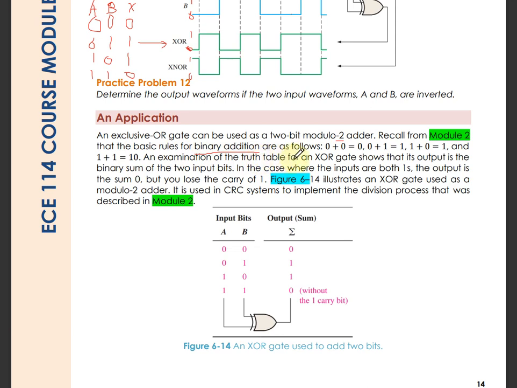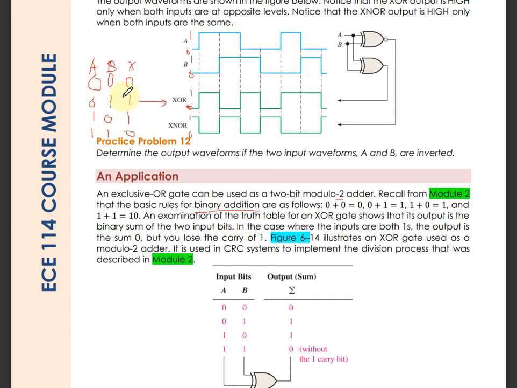So an examination of the truth table of an XOR gate shows that the output is the binary sum of the two input bits, no? So it is the same as our XOR. This is the truth table of our XOR, no? If you add, 0 plus 0 is 0, 0 plus 1 is 1, 1 plus 0 is 1, then 1 plus 1 is equal to 0 carry 1, no? In that case where the inputs are both ones, the output is the sum 0, no? But you lose the carry of 1, no? Because it is 0 then carry 1, so you remove the carry.